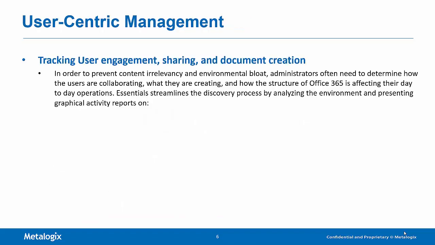Moving on to user-centric management, the first functionality is tracking user engagement, also tracking sharing and document creation. In order to prevent content irrelevancy and what we call environmental bloat, administrators often need to determine how their users are collaborating, what they're creating, how the structure of Office 365 is affecting the day-to-day operations of the content owners.